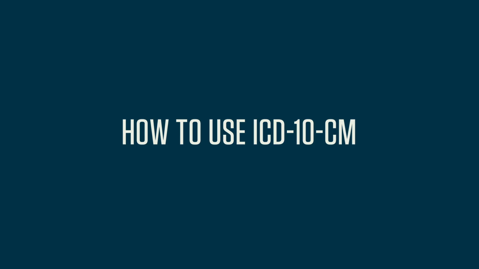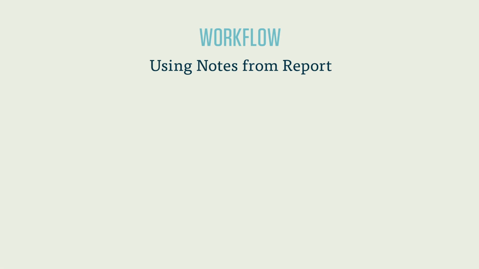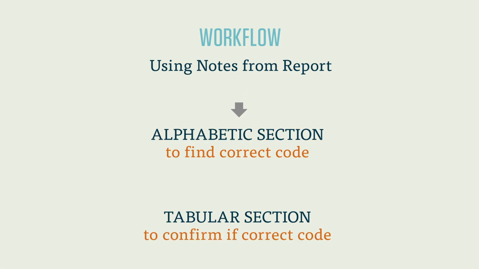How to use ICD-10-CM. The medical coder should approach ICD-10-CM in the exact same way as ICD-9-CM. The coding process again begins with the analysis and abstraction of a medical report. Using their notes from the report, the coder may go straight to the tabular section or may refer to the alphabetic section to find the correct code, and then confirm it in the tabular. Let's take a look at a quick example.